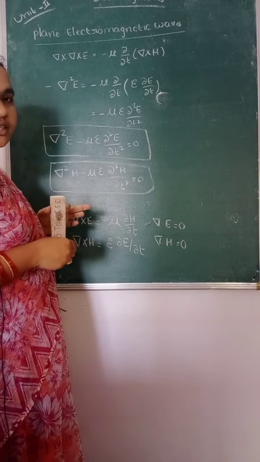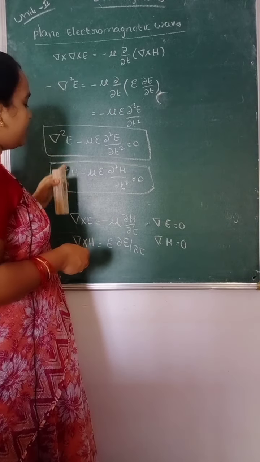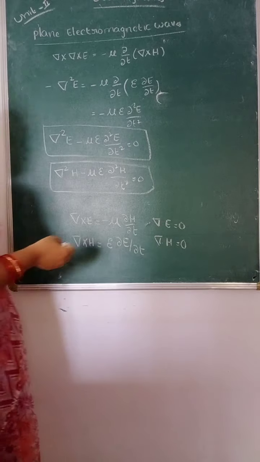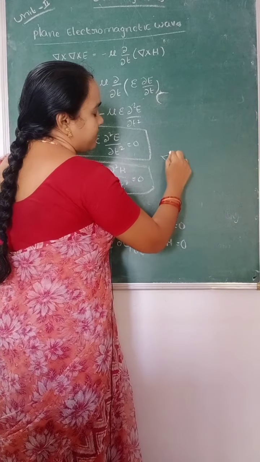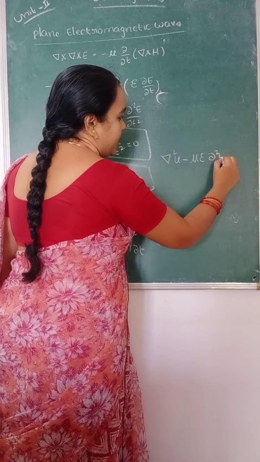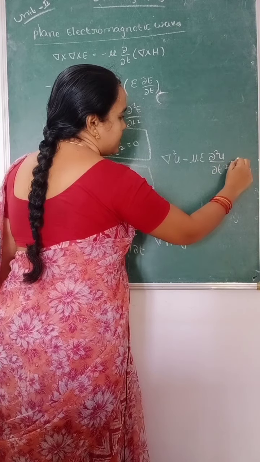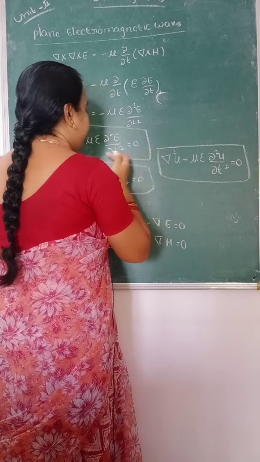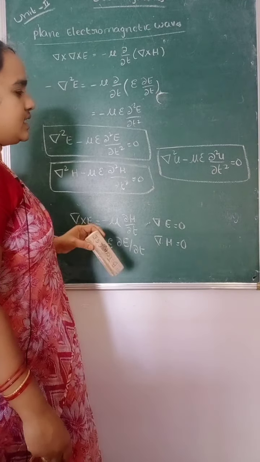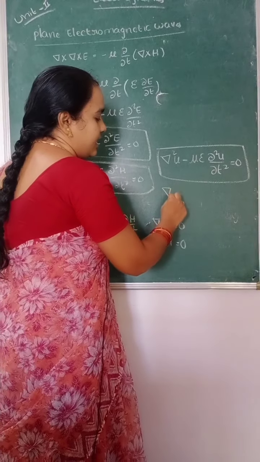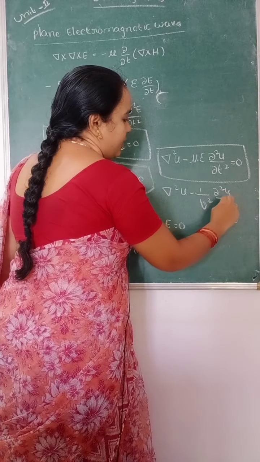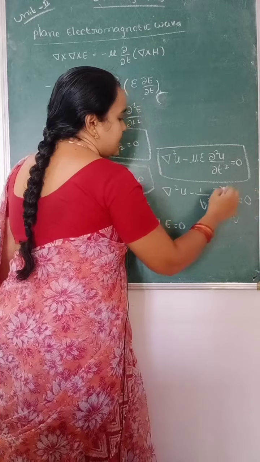These two equations are second order differential equations in terms of the electric field vector E and the magnetic field vector H. In general, we write it as del square U minus mu epsilon dou square U by dou t square is equal to 0, where U is a scalar. It may be either the electric field vector E or the magnetic field vector H. And in general, the wave equation can be written as del square U minus 1 by V square dou square U by dou t square is equal to 0. This is the general wave equation.